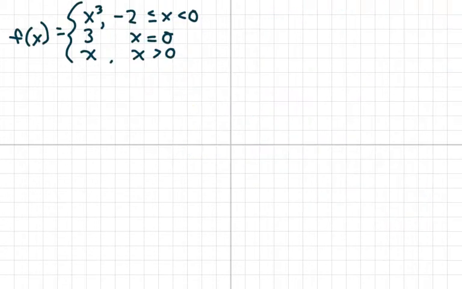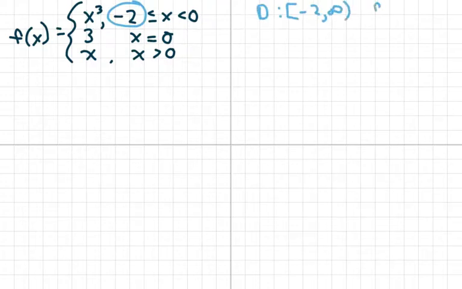Okay, the next one. We have our domain. It's going from -2 to infinity. F of -1 equals -1. Because -1 cubed, we're doing this one, is -1. F of 0 is 3.